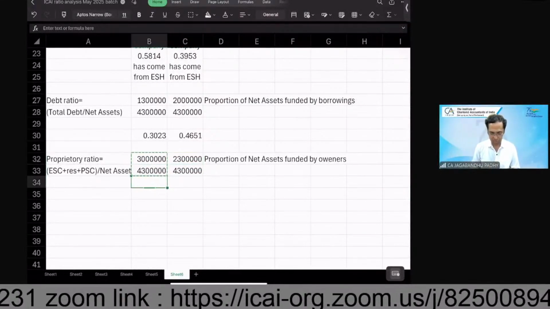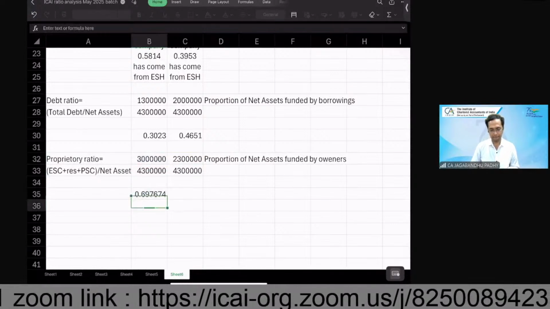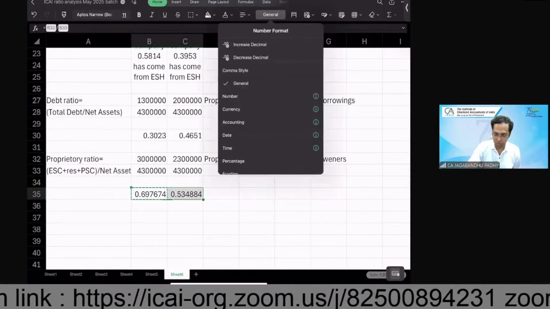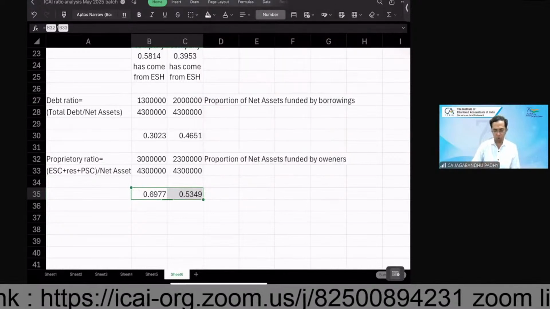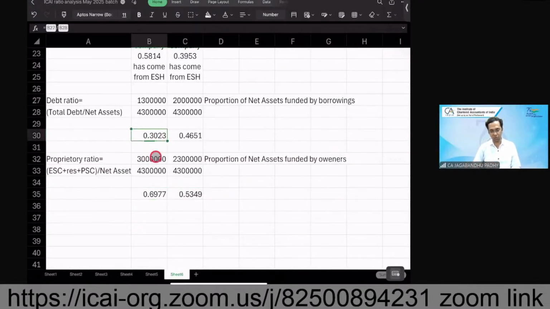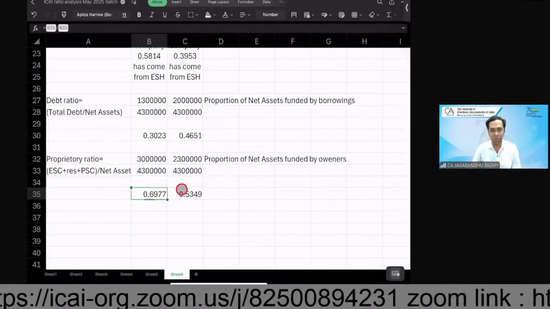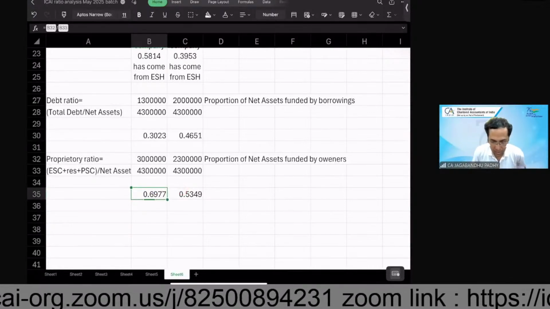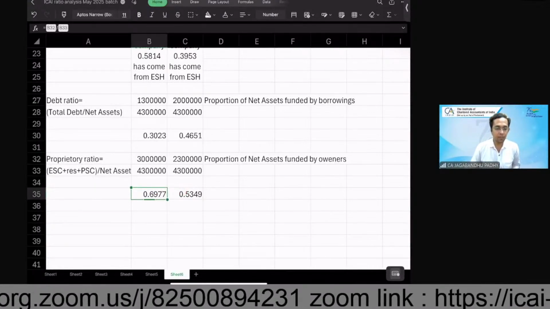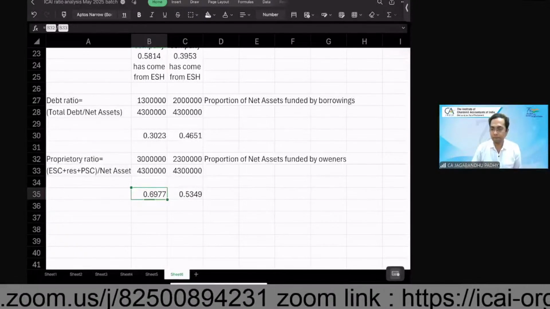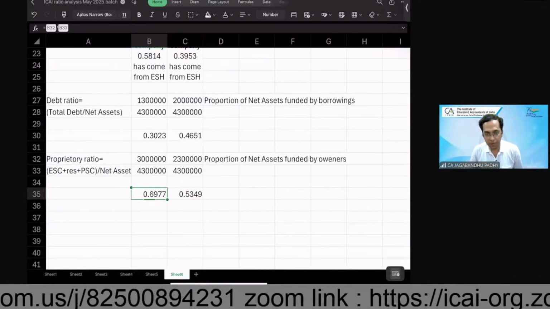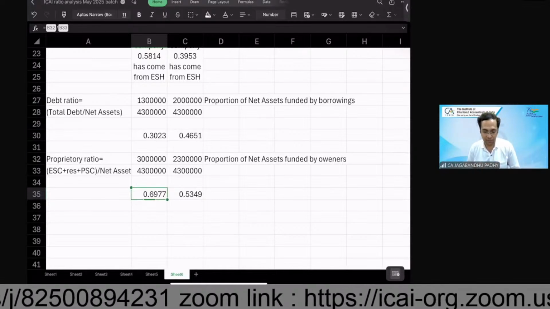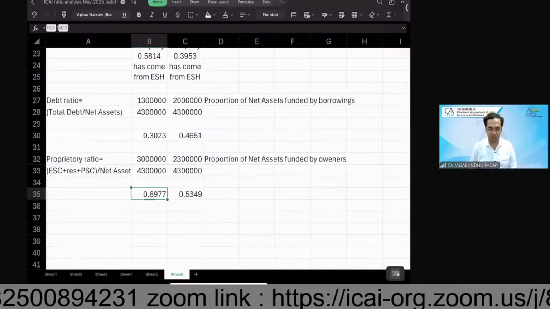So here the numbers will be 0.69 and 0.53. So they are definitely going to complement each other, like the debt ratio and the proprietary ratio. So generally, you will find the debt ratio and proprietary ratio are complementing each other. Okay. So preference share is not included in debt. Preference shares is a type of owned funds itself. So therefore, that is included in the proprietary ratio.